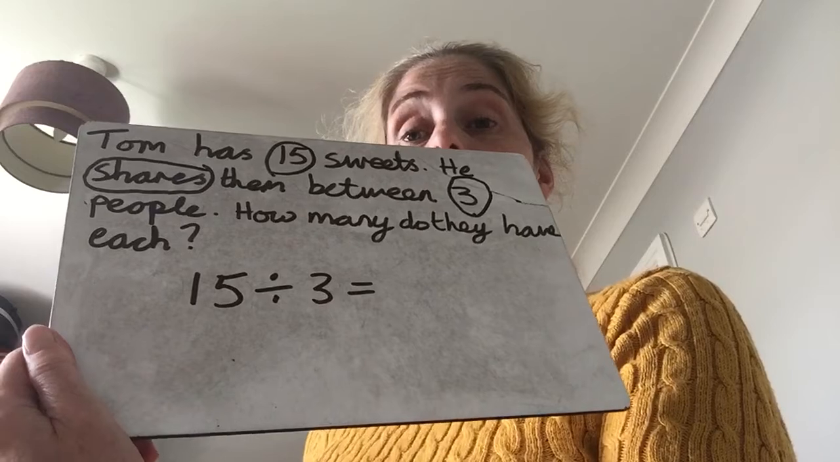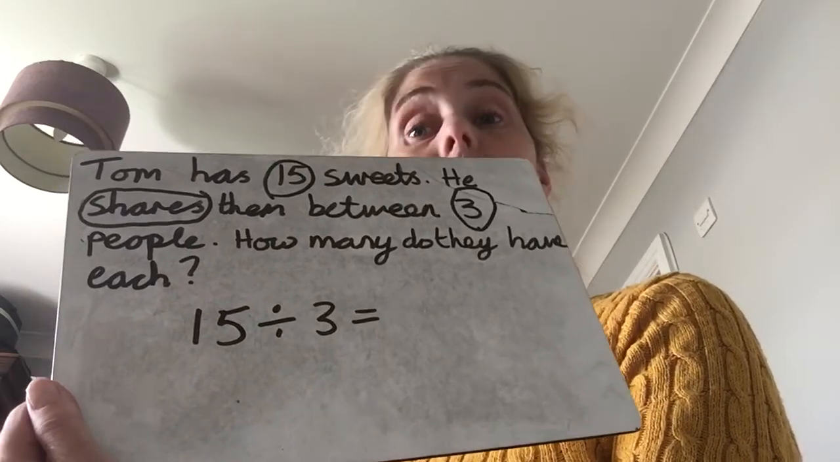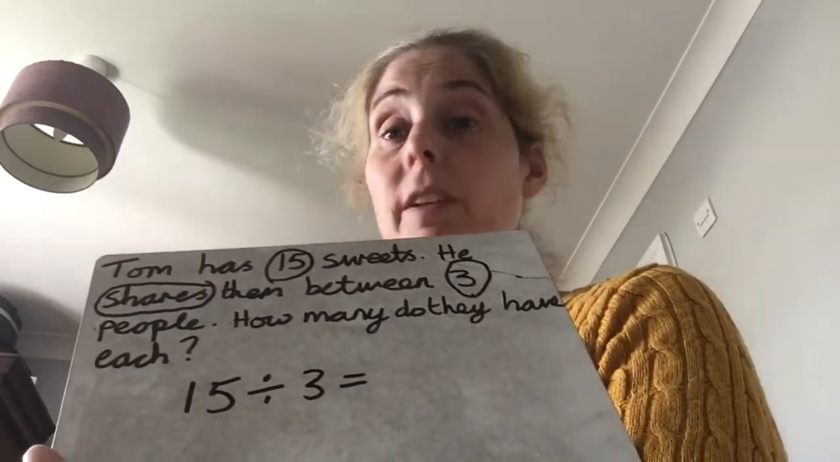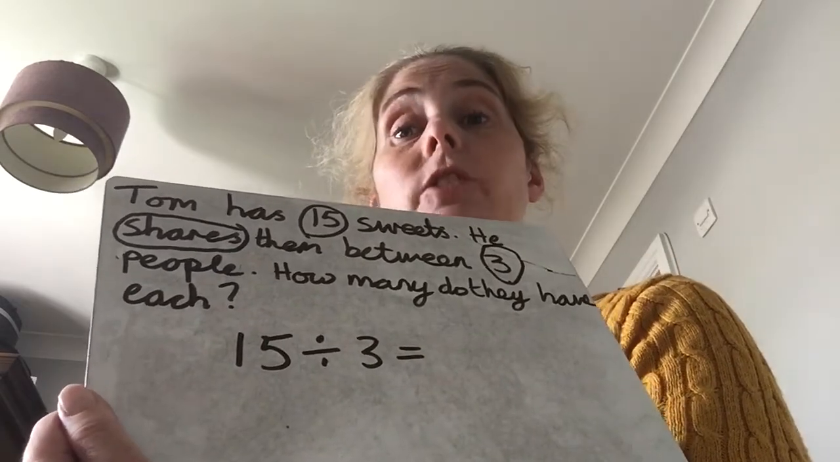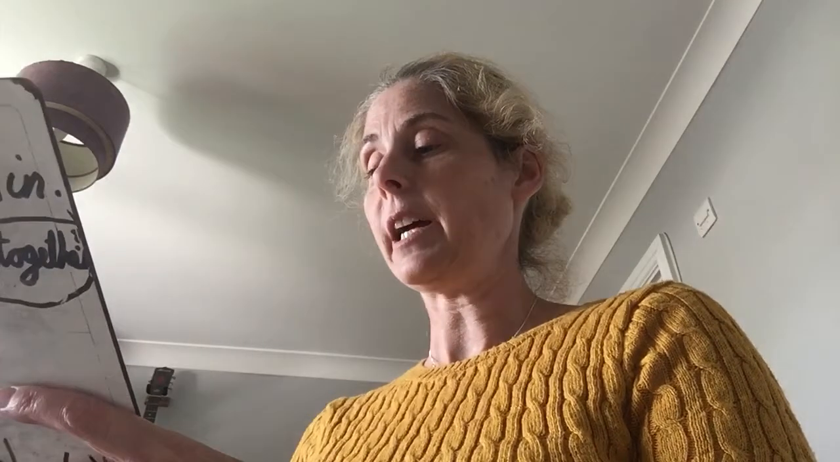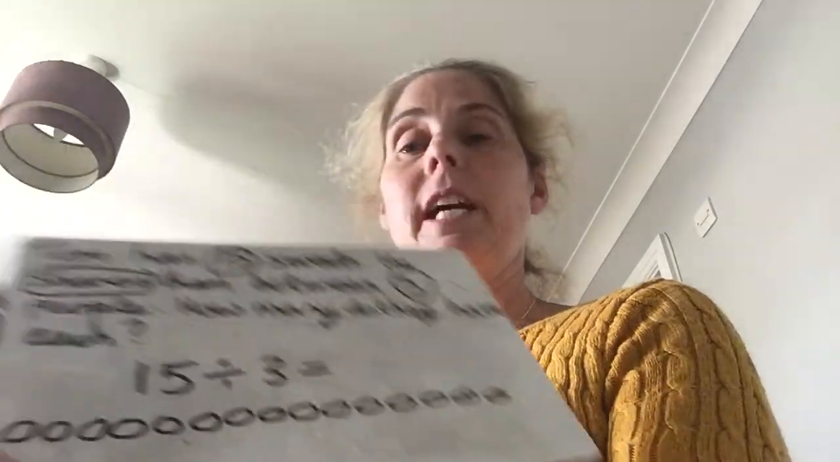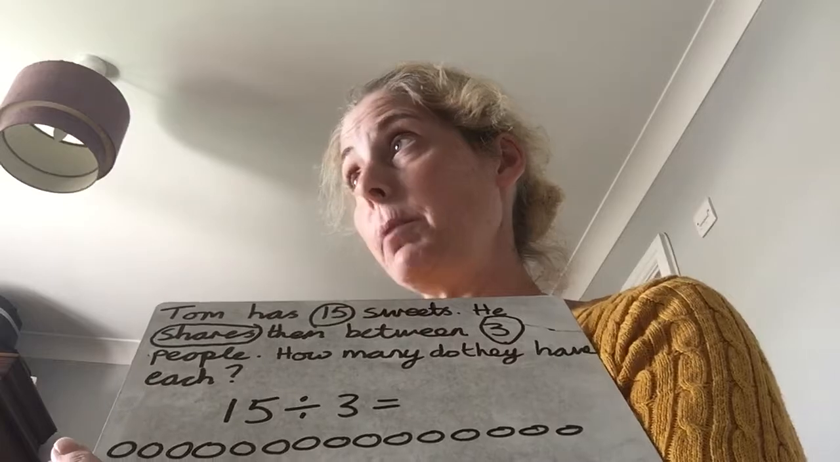Okay, it's my calculation. Now remember, to work it out, it's probably easier to do the grouping. So remember, that means we need to draw out the 15 sweets. Don't have to draw sweets. You can just do lines or circles. So we could do those out. 1, 2, 3, up to 15. There's my 15 sweets. And I'm going to share them between 3 people.